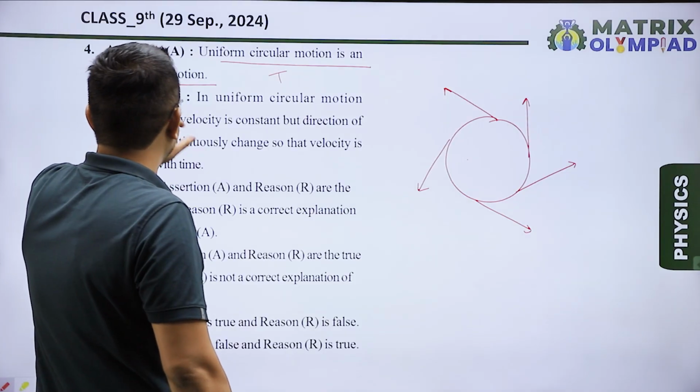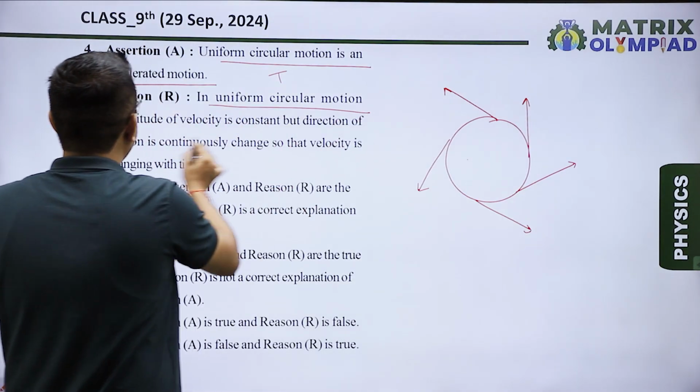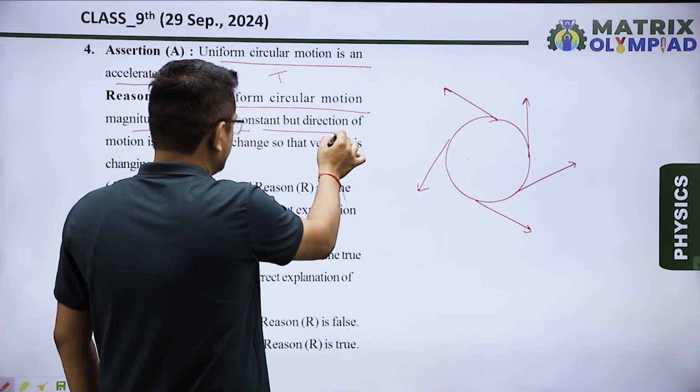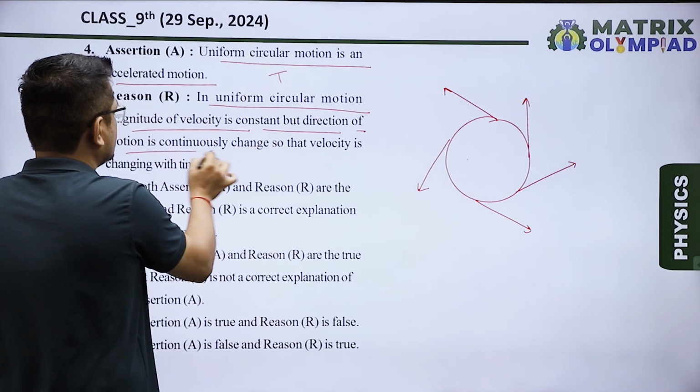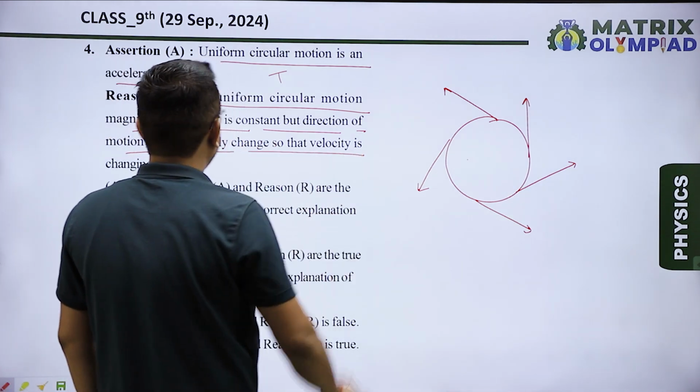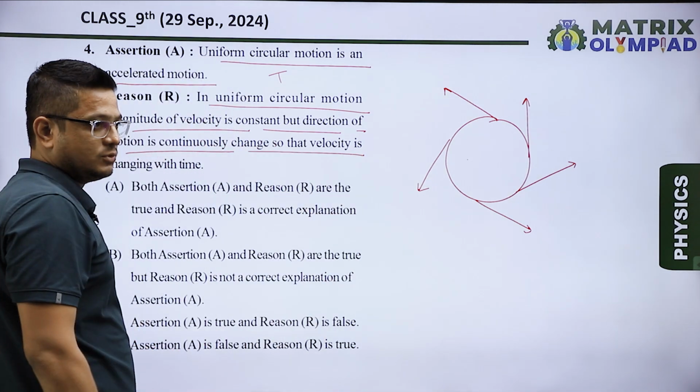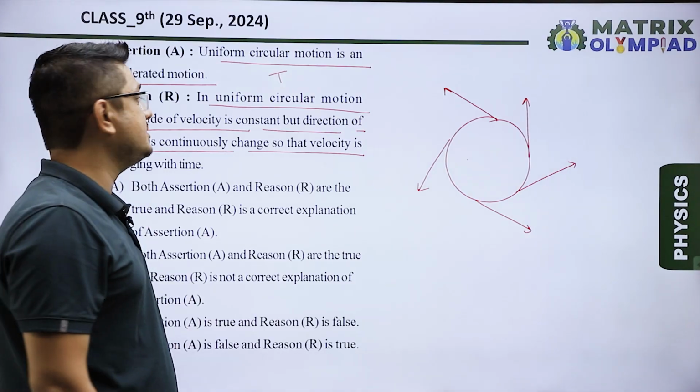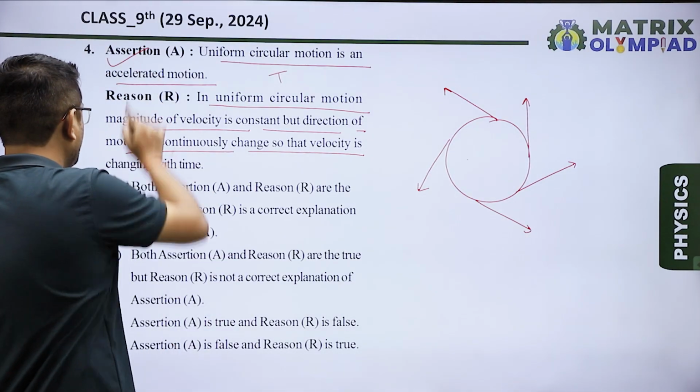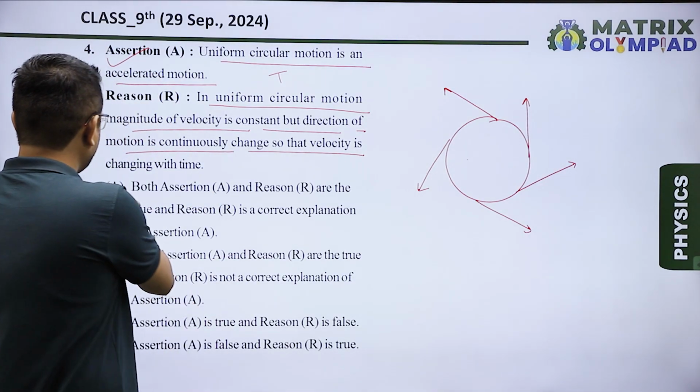So let us read the reason. In uniform circular motion, the magnitude of velocity is constant, but the direction of motion is continuously changing, so the velocity changes with time. So the reason is also true, and it is the correct explanation of the assertion. So our correct answer is option A.